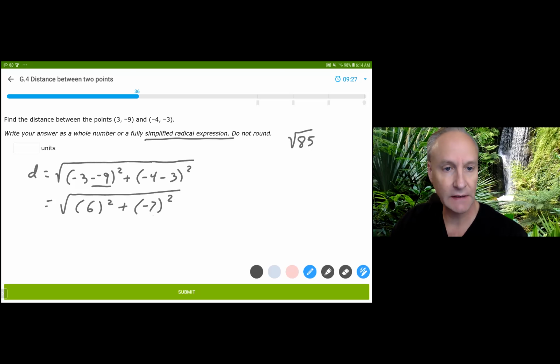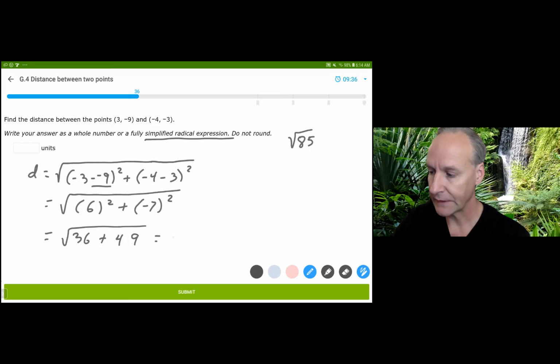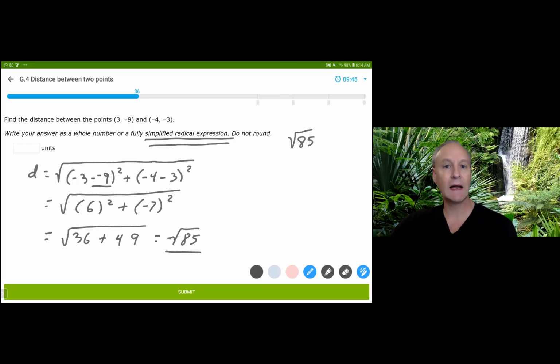-4 minus 3 is -7, and we're squaring it. This is the square root of 36 plus 49. And of course, like I said, that is the square root of 85. Now they are going to ask you to reduce this into a simplified radical expression. When I get to the simplification step, I'll go ahead and do that for you and show it to you. There's a lot of stuff going on in this particular section.